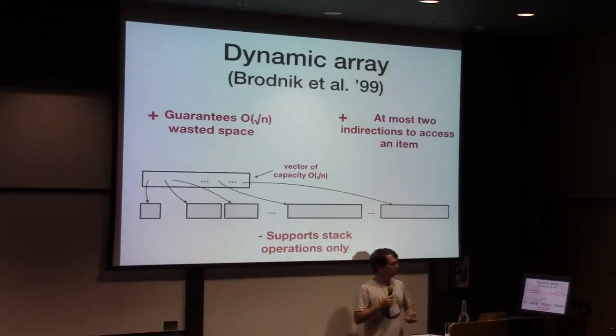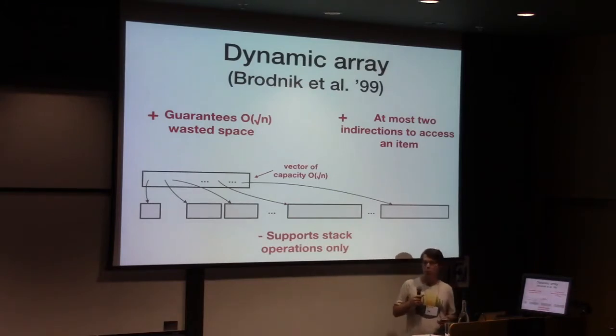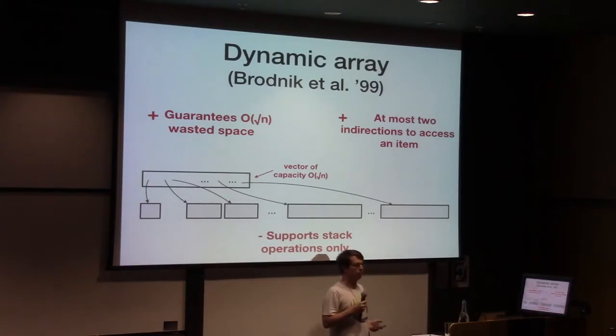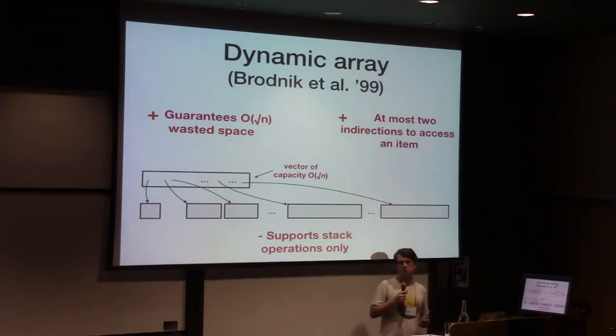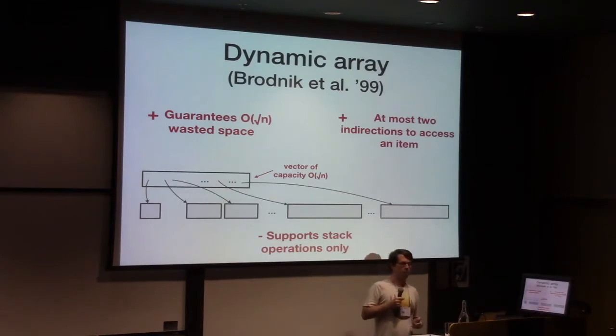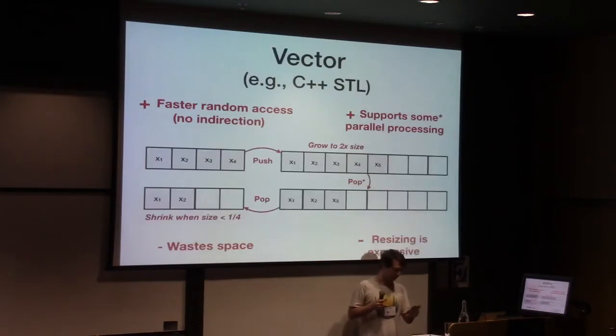In following years, there's been some work on a variety of structures, one of which is this dynamic array structure. It gives you a pretty compact representation, and it's fairly flat, so you can access any item in at most two indirections. And it seems to support stack operations and random access all the way.